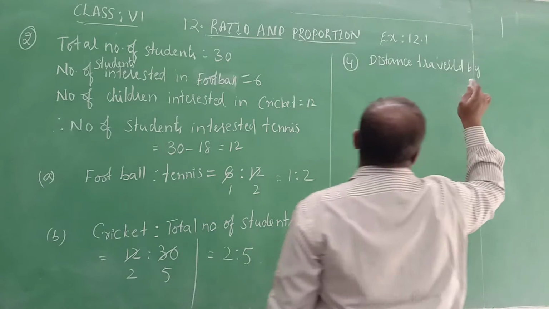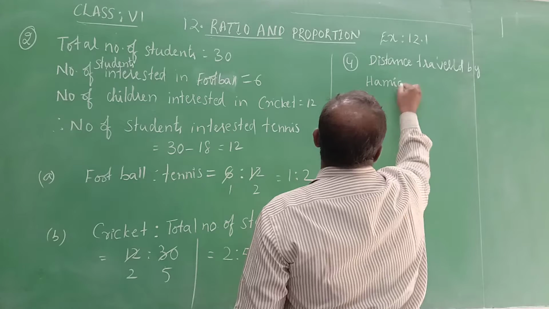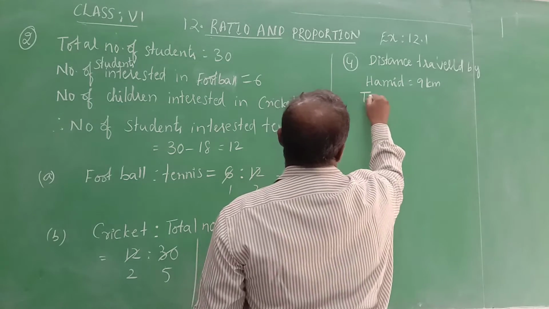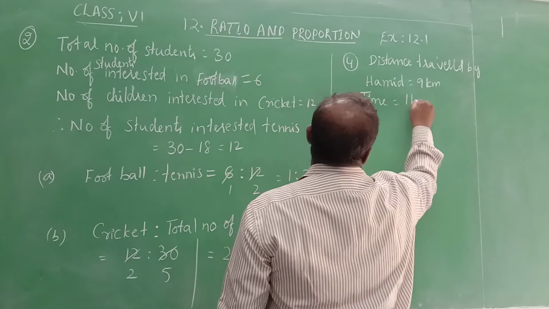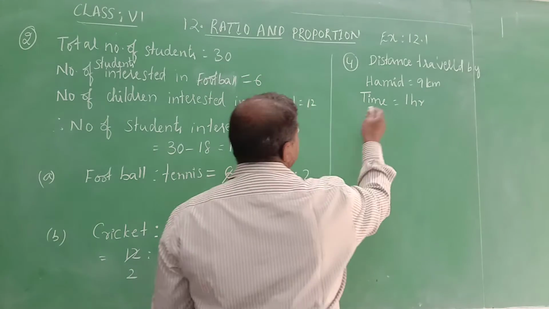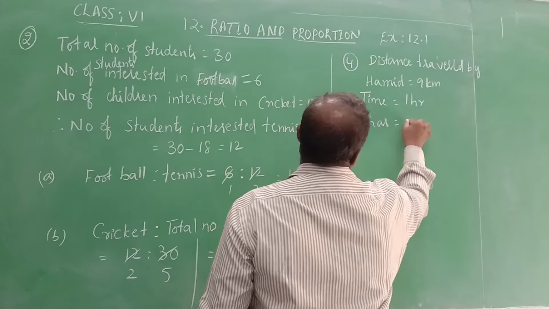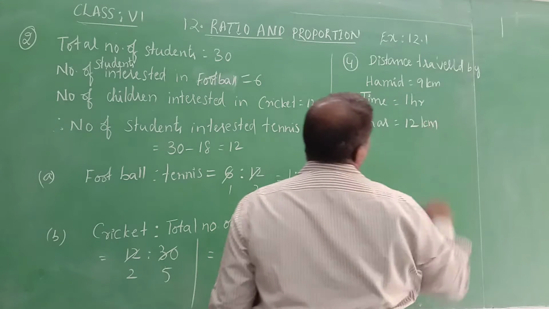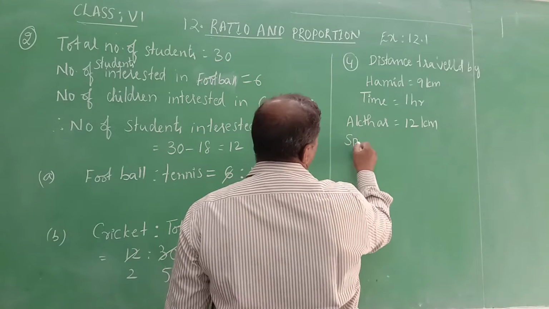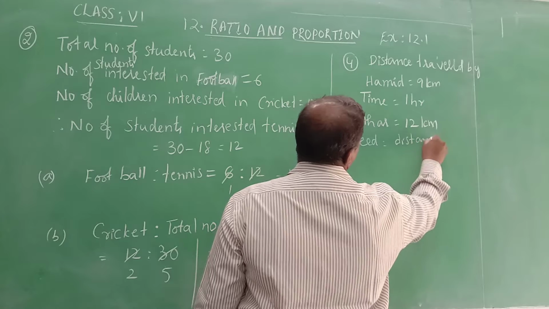The distance travelled by Hamid, how much is it? 9 kilometers. Time is 1 hour for both Akhtar as well as Hamid. Now the distance travelled by Akhtar, how much distance did he travel? Yes, it is 12 kilometers.